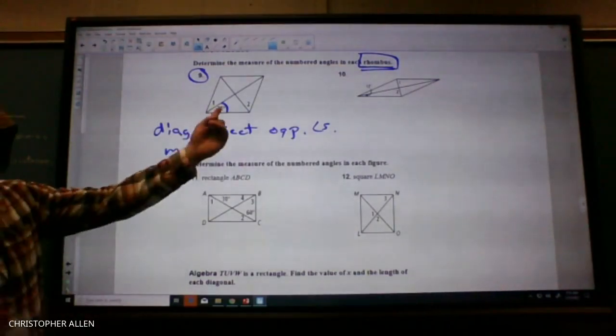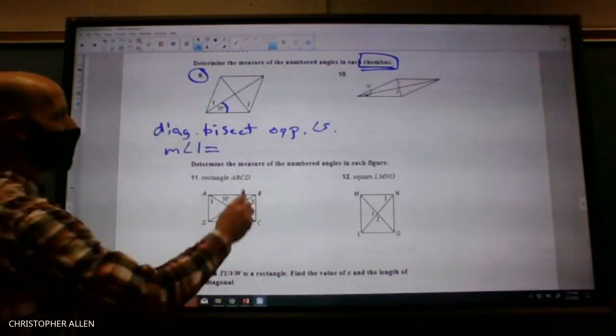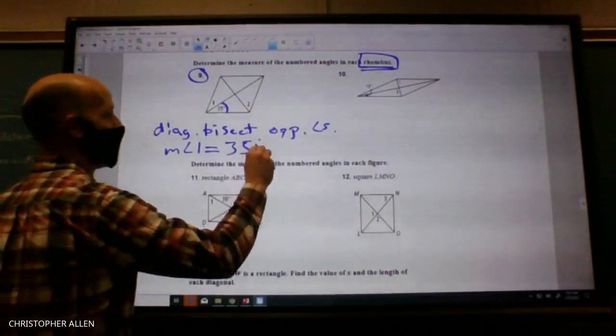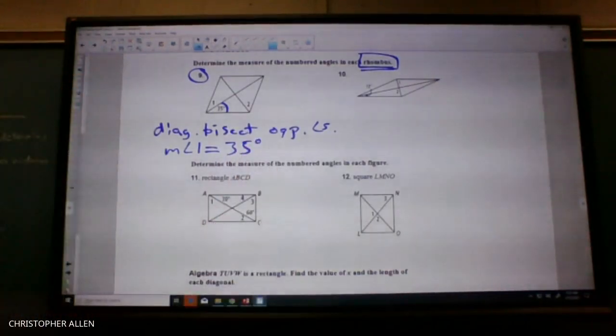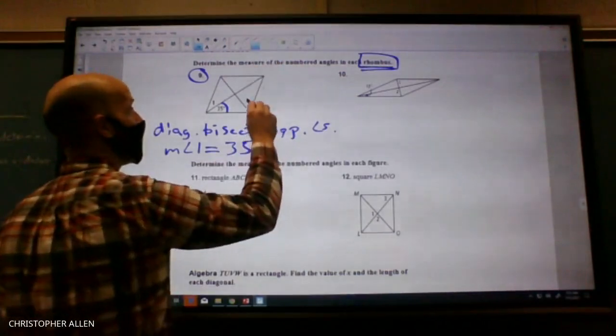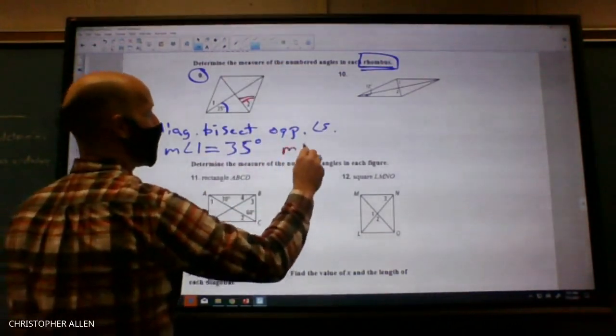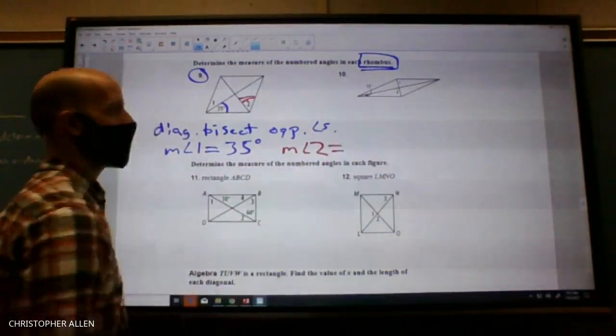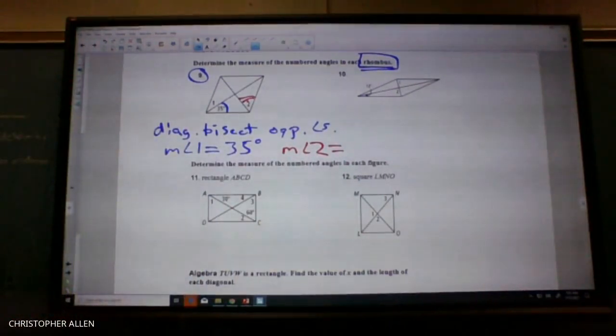Well, if this is 35 degrees, then angle 1 also has to be 35 degrees. Okay, so we got that angle. Now, this is where things get interesting. What will be the measure of angle 2? This is a harder question. How are we going to find the measure of angle 2?